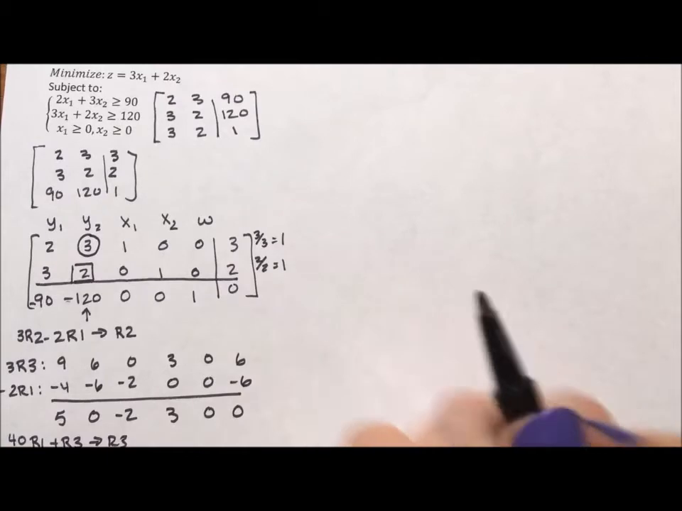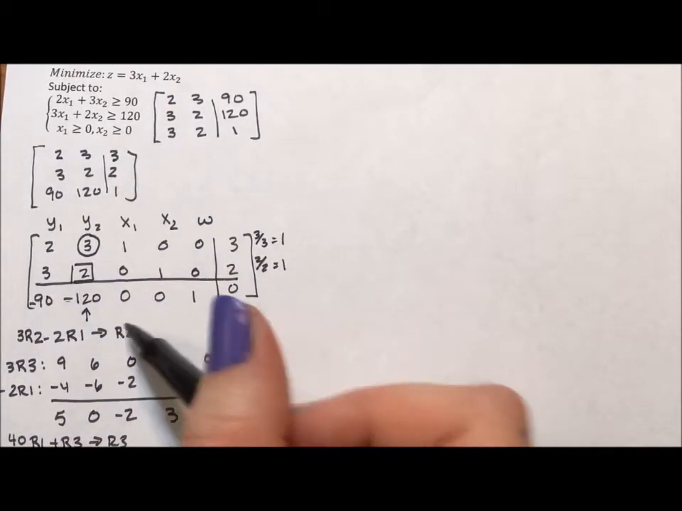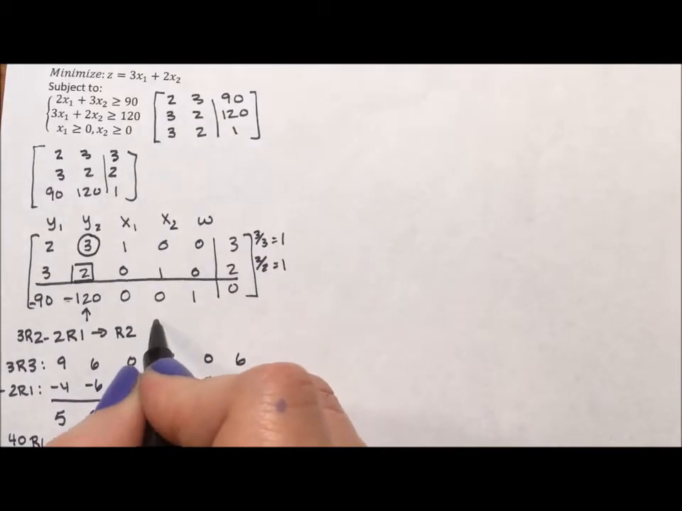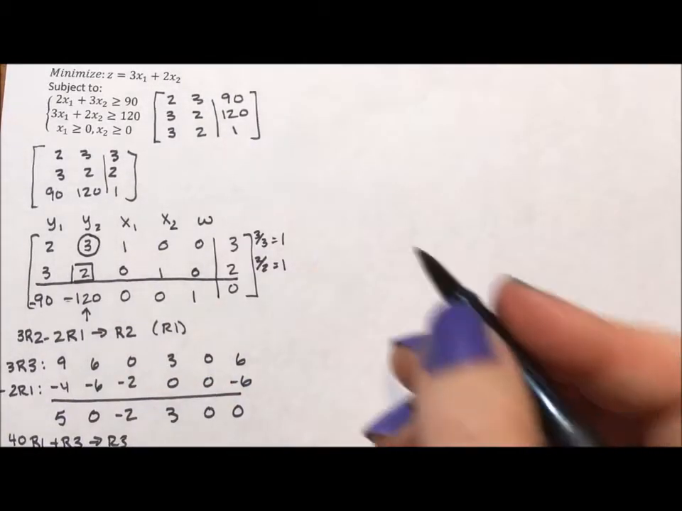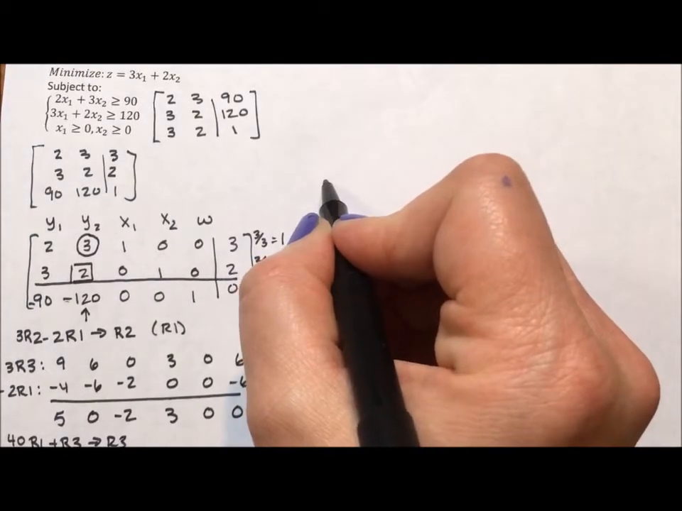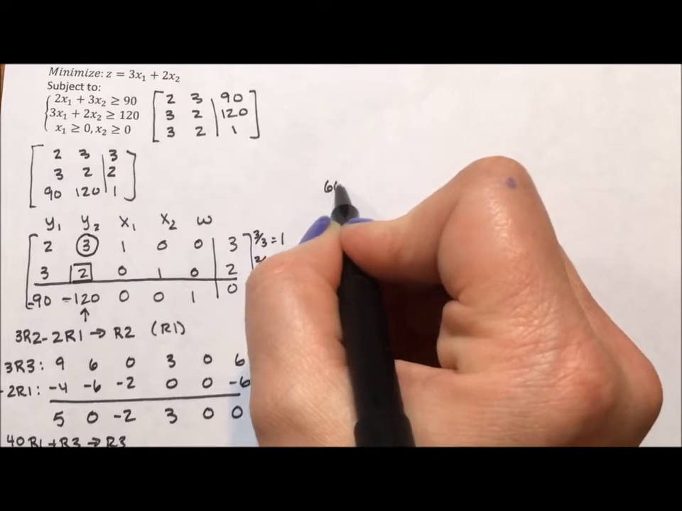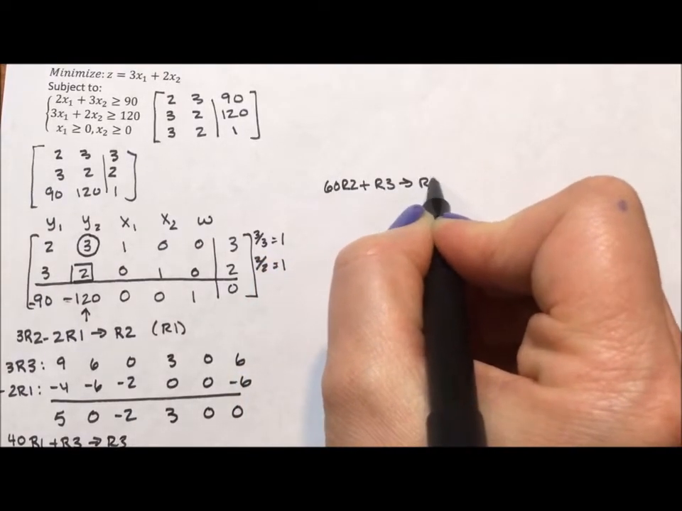Well, ironically enough, our first is going to be the same, except instead of stuffing this into row 2, we'll put this instead into row 1. What's going to be different is getting rid of our bottom row. To get rid of our bottom row, we are going to take 60 times row 2 plus row 3 and put that into row 3.